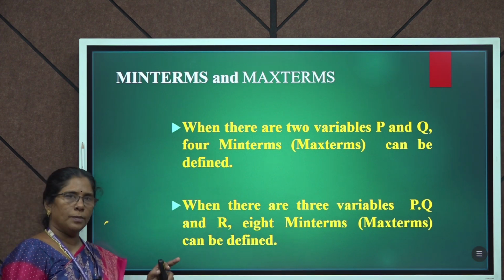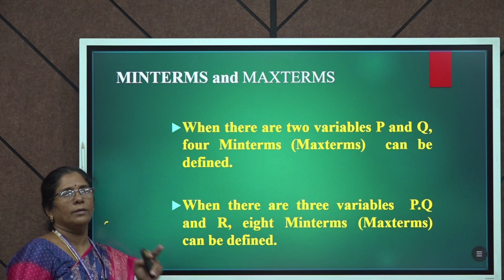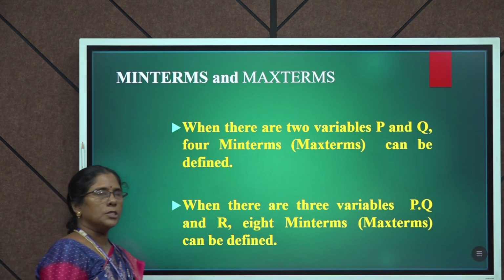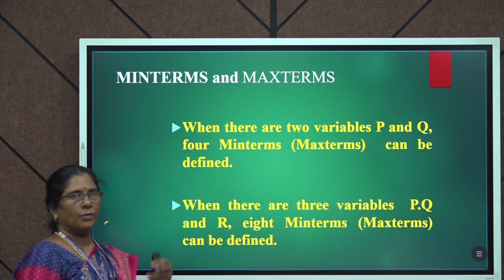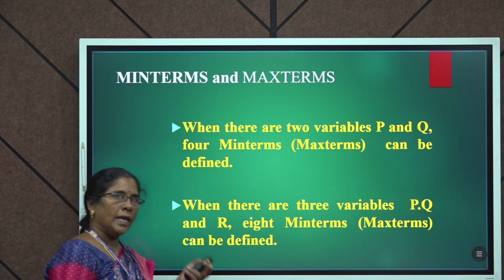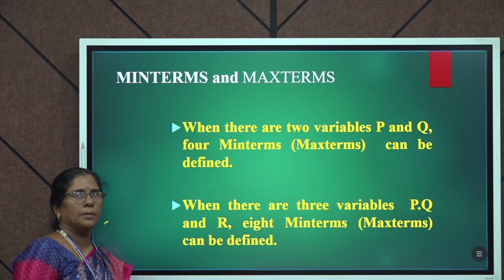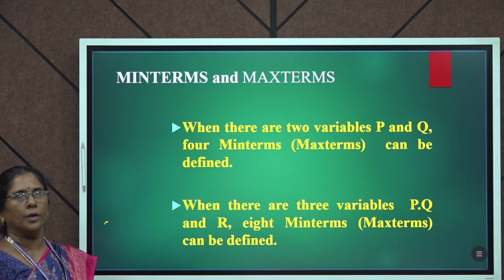If there are two variables, 2 squared is equal to 4, so we can define 4 minterms or maxterms. If there are 3 variables, 2 power 3 is 8, so we can construct 8 minterms or maxterms. These are the possibilities of minterms and maxterms. The general formula is 2 power n.